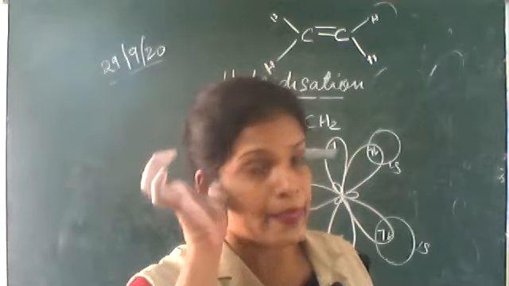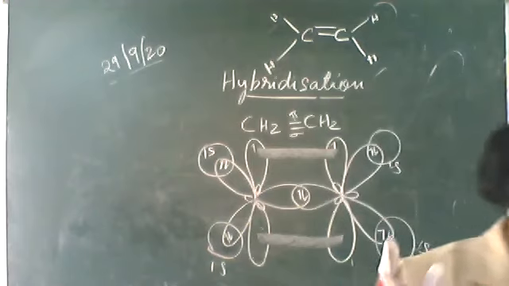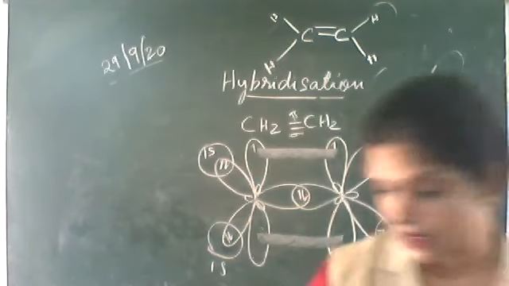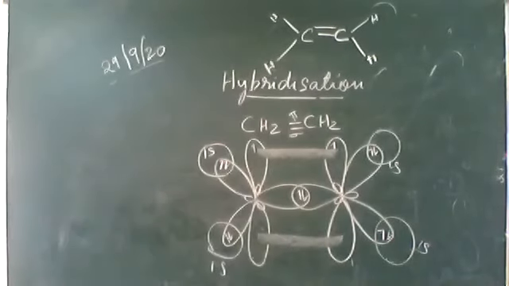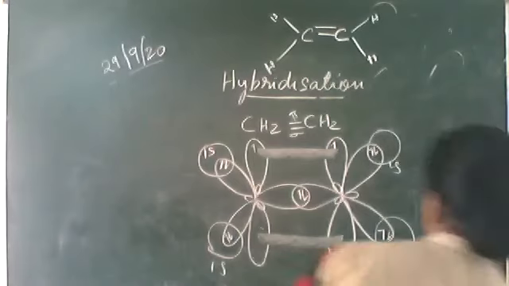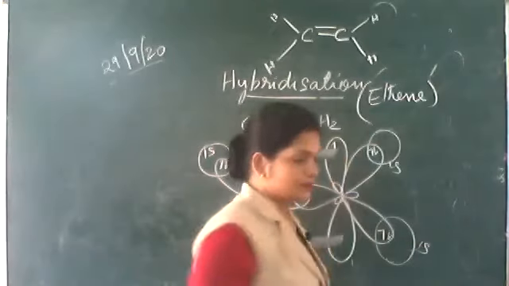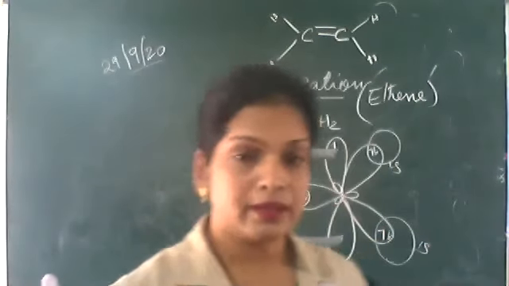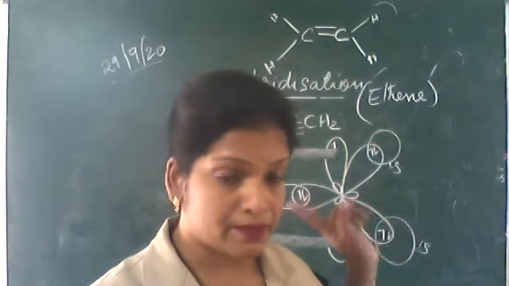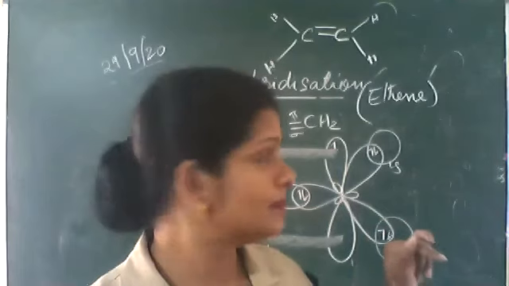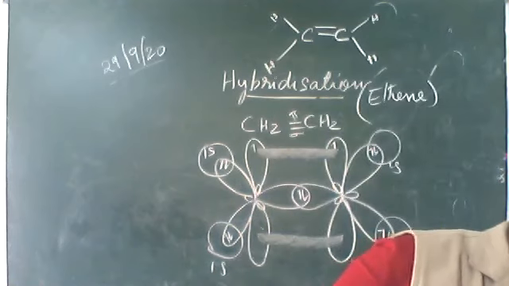Next we'll be learning sp hybridization in carbon compounds, that is in hydrocarbons, sp hybridization in ethyne. This one is ethene. Previously we learned methane. In alkanes, sp3 hybridization; in alkenes, sp2, you can see; in alkynes, sp hybridization. Thank you.